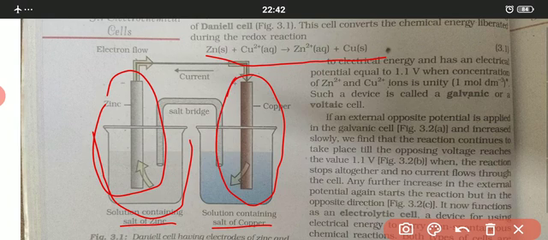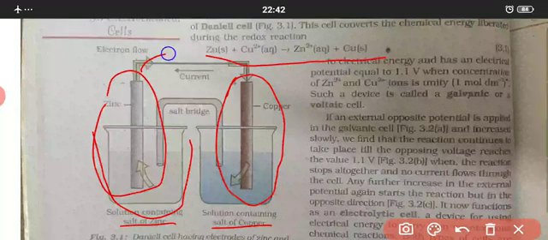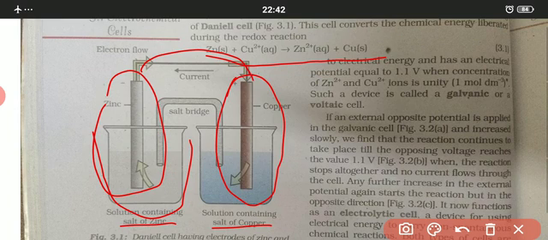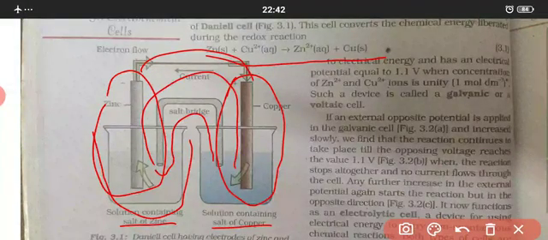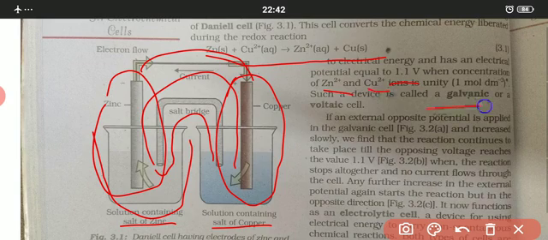Okay, now both electrodes are joined by a wire. Also the solutions are joined by a U-shaped salt bridge which contains aqueous NaCl solution. Now if the electrode potential is equal to 1.1 volt when concentration of Zn plus 2 and Cu plus 2 is unity, such a device is known as galvanic or voltaic cell.